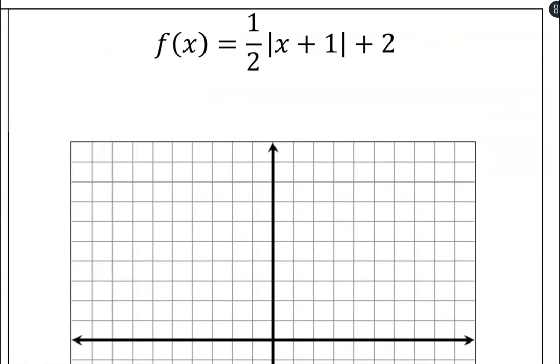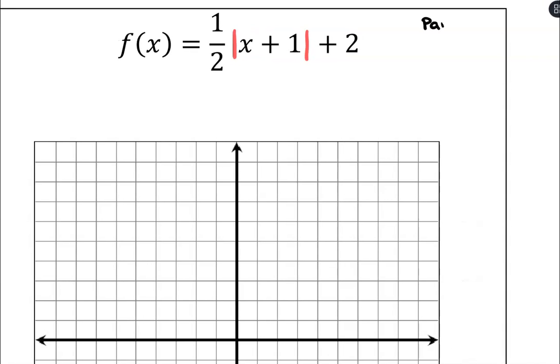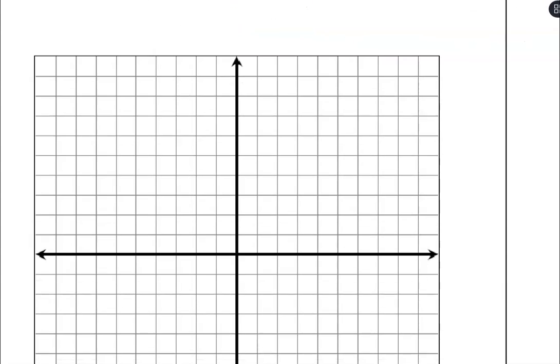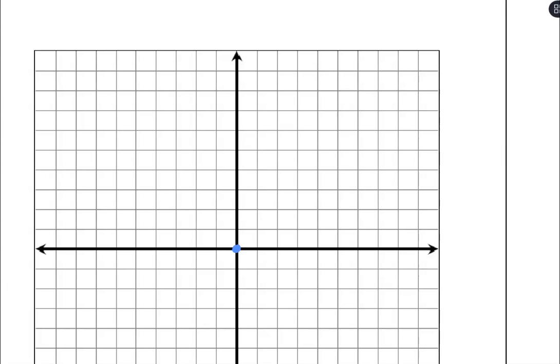Okay, let's go through a few more. So with this one, I'm seeing the absolute value symbol. So for our parent function, we're going to have our absolute value of x. So let's go ahead and just get that graphed. So we'll have 0, 0, 1, 1, 2, 2, 3, 3, 4, 4, so on and so forth. So here's our parent function.